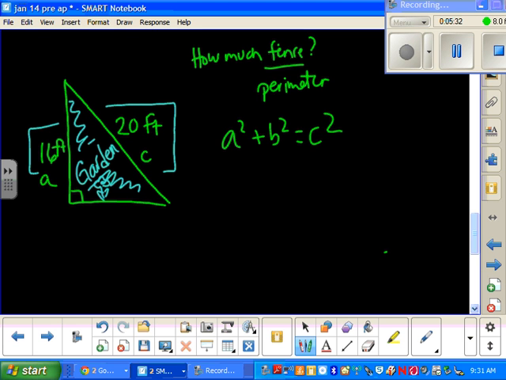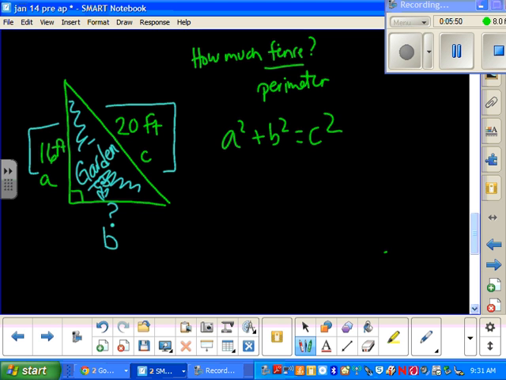And we're looking to build a fence. So remember, when we're looking to build a fence, we have to know the perimeter, but we have to find the length of the missing side in order to calculate the perimeter. So that is what we're looking for. Since this is a right triangle, we're going to use the Pythagorean theorem to solve it.